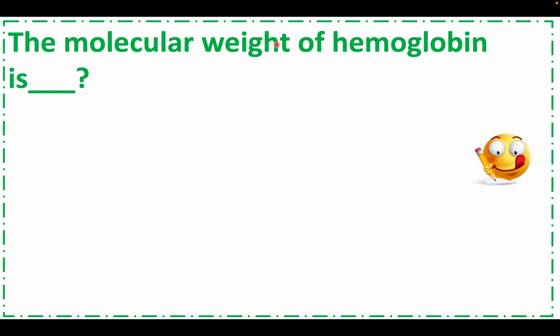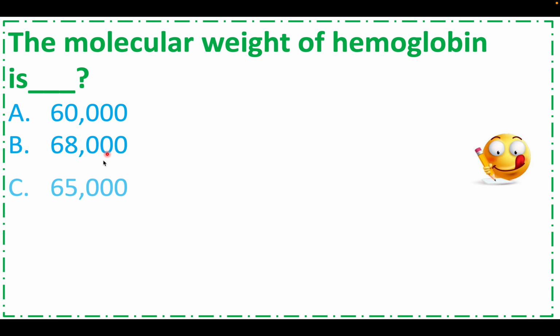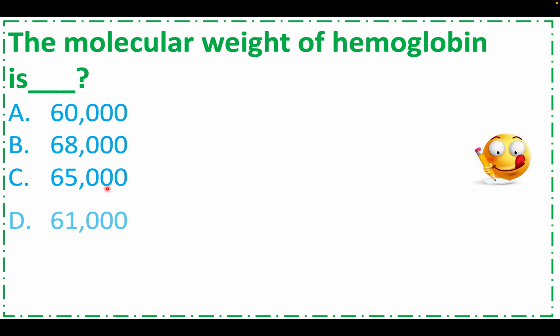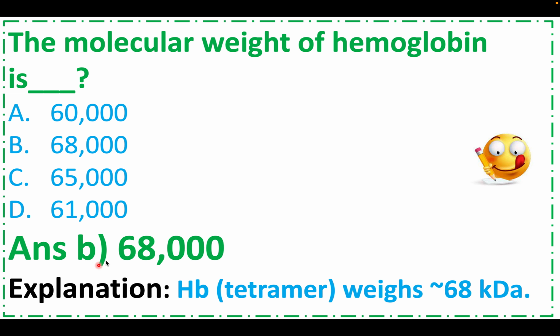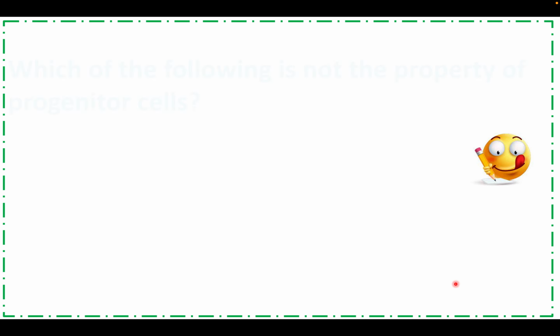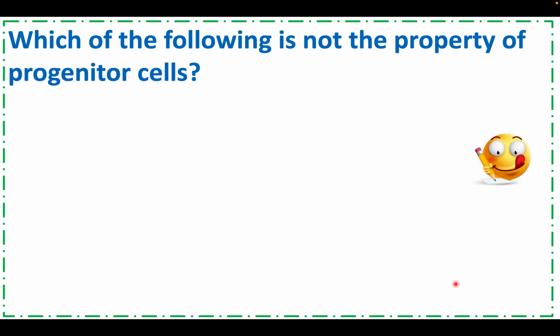The molecular weight of hemoglobin is dash. Option A, 60,000. B, 68,000. C, 65,000. And option D, 61,000. So the correct option is B, 68,000. The molecular weight of hemoglobin is 68,000 Da, daltons. So this is a very important MCQ.